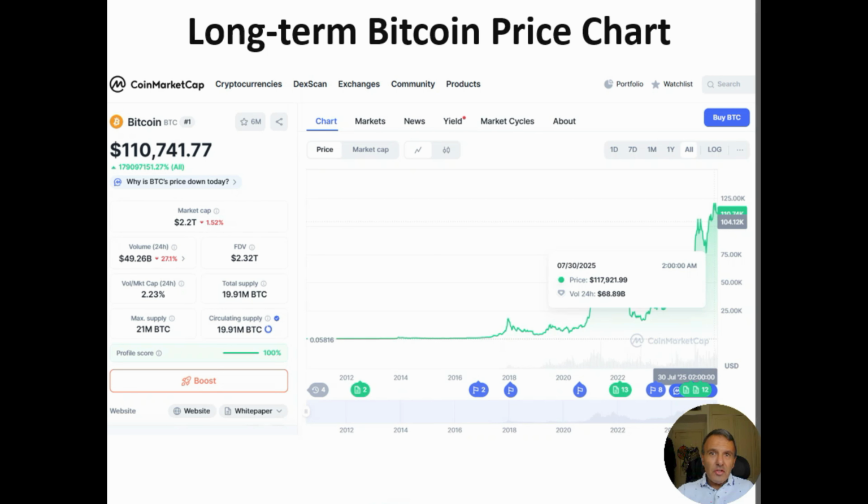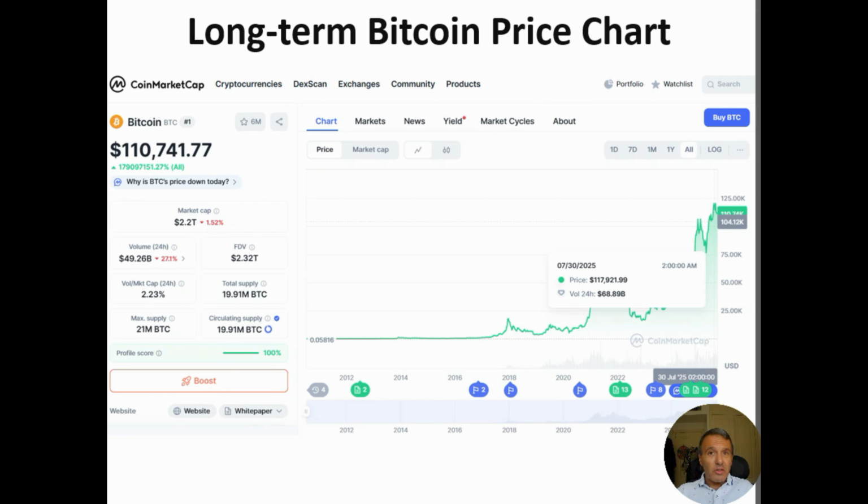So referring to this first chart, the long-term Bitcoin price chart, as you can see, you always need to zoom out. Bitcoin's growth becomes obvious. Despite short-term volatility, the long-term trend shows resilience and increasing adoption. For investors, this chart reinforces why Bitcoin should be viewed as a multi-year allocation, not a quick trade. Long-term holders have historically been rewarded for patience.